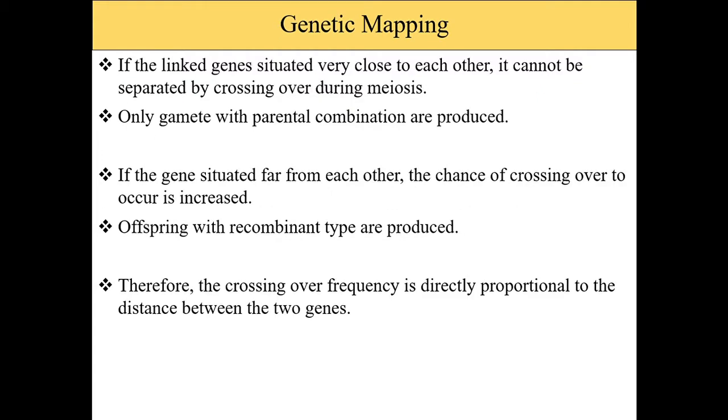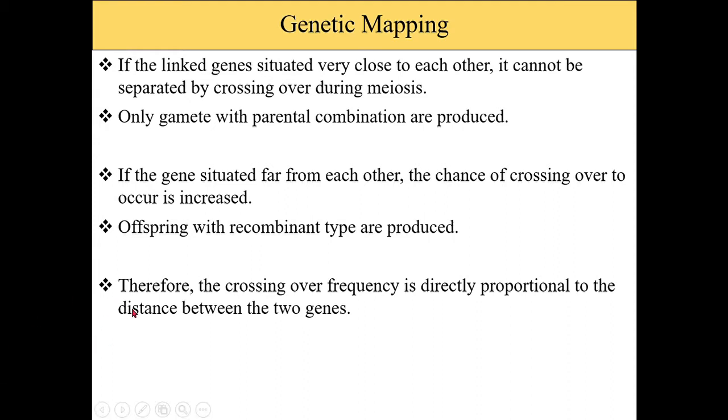So for the linked genes on the same chromosome, let's say the first one, the distance of the genes, they are close to each other. So this means these linked genes might not be separated during crossing over, which occurs in meiosis. So we will produce gametes with parental combination. So that's the first situation. The second one, let's say these genes, although they are located on the same chromosome, the distance is quite far from each other. So during crossing over, these genes might be separated, so you will produce offspring with recombinant type.